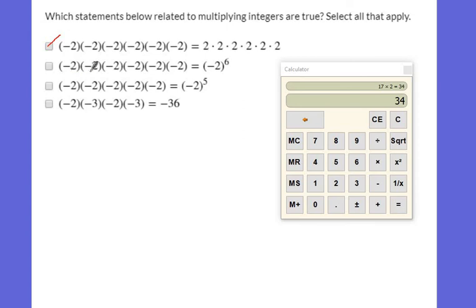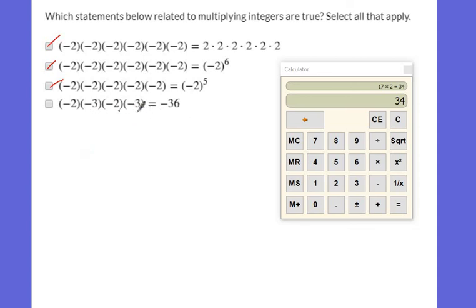Here it says all of these is the same as negative 2 to the 6th power. Well, as long as there's 6 negative 2's listed, that's going to be correct. 1, 2, 3, 4, 5, 6. So that is correct. I'm going to check that box. This says negative 2 to the 5th. So as long as there's 5 negative 2's, we're good. 1, 2, 3, 4, 5. We're good there. So I'd check that box.